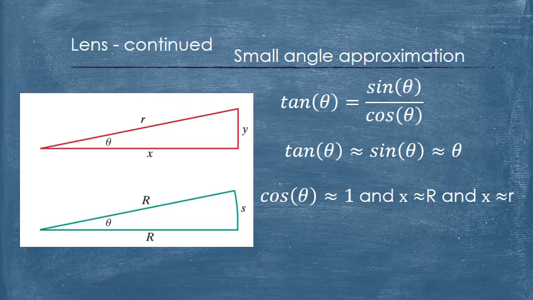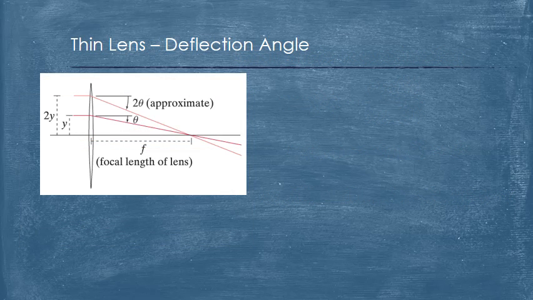When we do that, that allows us to approximate the hypotenuse of our triangles. The red one is a right triangle, so if theta is small, x is approximately equivalent to r. And the green triangle is an arc length. The opposite side of the triangle is not a straight line, it's curved. This also allows us to say that x is equivalent to r. We're going to use these approximations in calculating lenses.